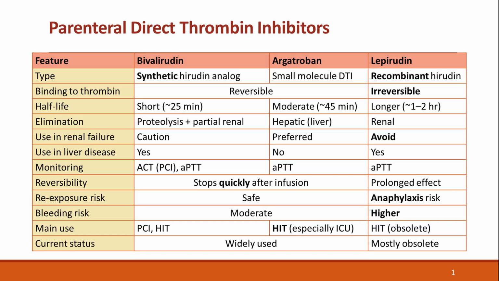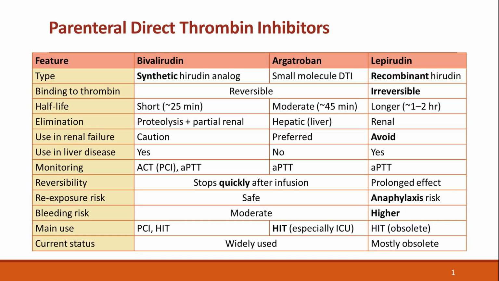This table compares bivalirudin, argatroban, and lepirudin. The key clinical distinction lies in their elimination pathways. Argatroban is hepatically cleared, making it the preferred agent in renal failure, while bivalirudin has partial renal clearance but remains manageable due to its short half-life. Lepirudin, which is renally cleared and immunogenic, is now largely obsolete.